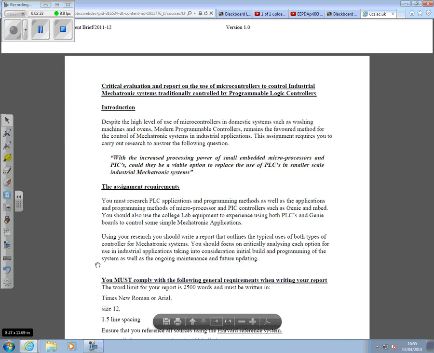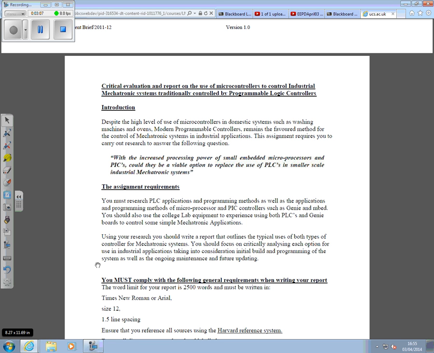So, as an introduction: despite the high level of use of microcontrollers, such as in washing machines and ovens, modern PLCs remain the favourite method for mechatronic systems. The assignment requires you to carry out research to answer the following question. With the increased power of small embedded microprocessors and PICs, could they be a viable option to replace the use of PLCs in smaller scale mechatronic systems?